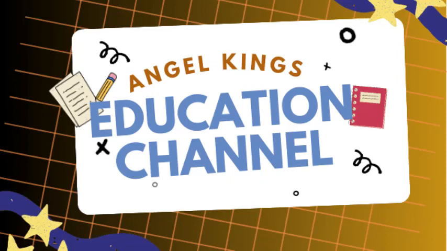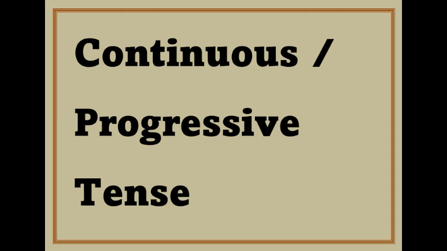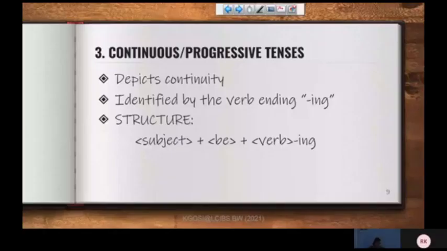The continuous or progressive tense. Now, as I said there, it is sometimes called continuous or sometimes called progressive. It's the same thing depending on who's writing and who's calling it. So basically, the easiest way of identifying the continuous tense is that the verb there ends in the letters ing.